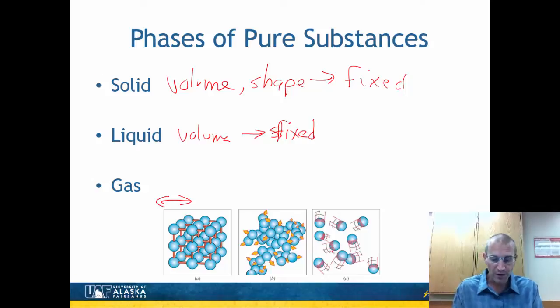If I move further into the gas phase, neither the volume nor the shape is fixed. It's very easy to change the volume by compressing it. Now recall when we talked about temperature, temperature was a measure of the kinetic energy.